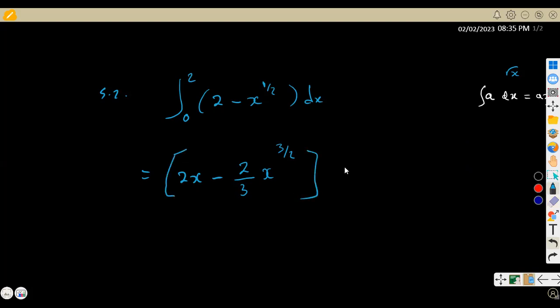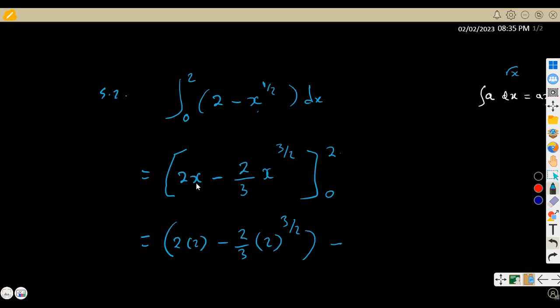Then we've got our limits. So take note, guys, I did not repeat this part because we worked this x to the exponent of a half before. So the answer that we got is still the same. Okay, so now we can apply the limits after integrating. Where we've got x, we are going to substitute first the upper limit, which is 2. So this is going to be 2 times 2 minus 2 over 3 into 2 to the exponent of 3 over 2. So that is for the upper limit.